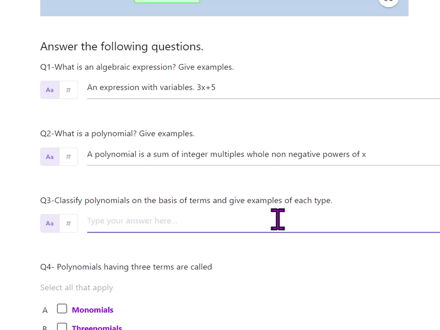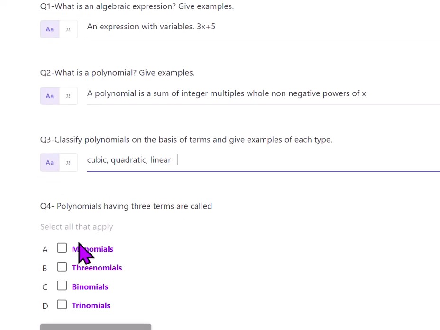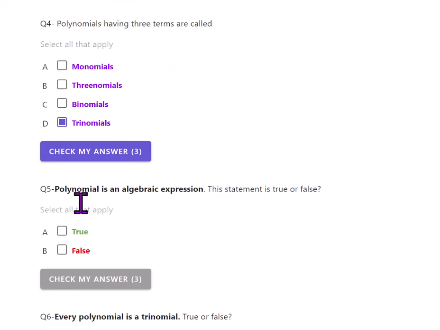Classify polynomials on the basis of terms and give examples of each. So you can have a cubic, which would have an x cubed. You can have a quadratic, which would only have the highest x squared. This is going on too long. Cubic, quadratic, linear. You can even have a constant and give an example of each. No, I won't. They're called trinomials.